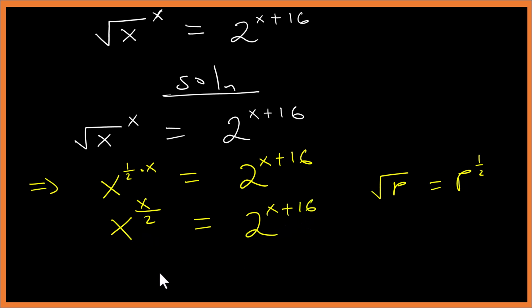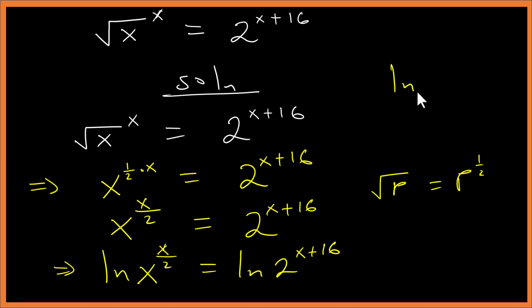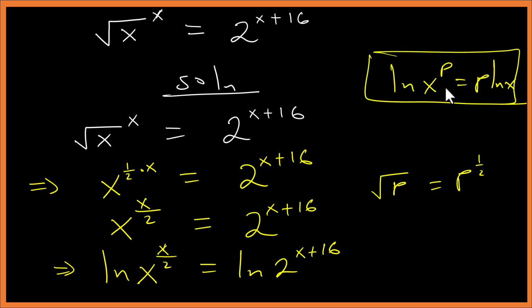All right, now the next step is to bring the powers down. We can only do that by taking natural log on both sides. So that'll be ln of x raised to x on 2 equals ln of 2 raised to x plus 16. Now when we're given ln of x raised to p, it is the same as p ln of x. Very powerful. This one is the power rule.